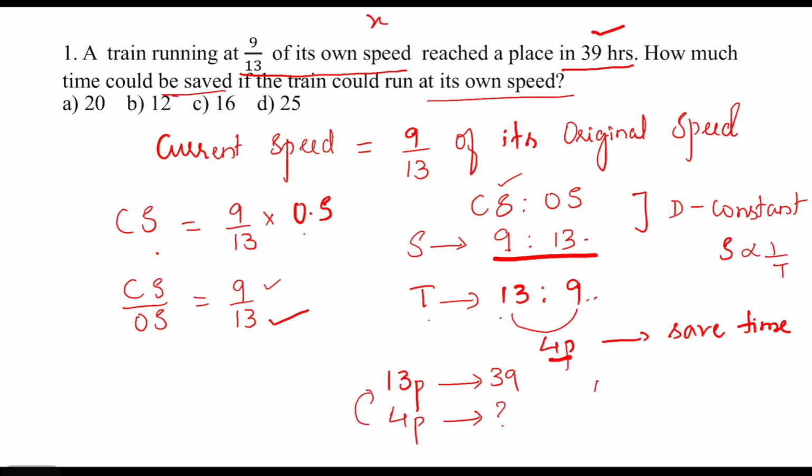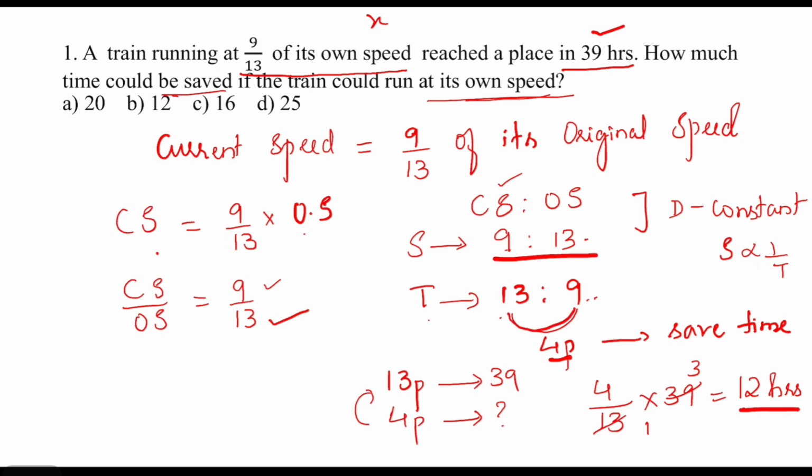So this divided by this, 4 divided by 13 into 39. 13 ones are 13, 13 threes are 39, 4 threes are 12. So it is 12 hours. So if the train runs at its own speed, it will save 12 hours.